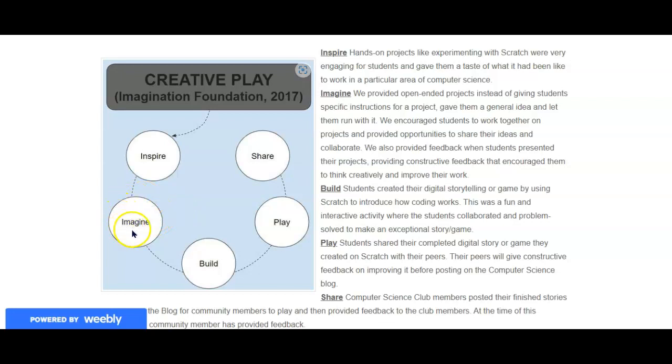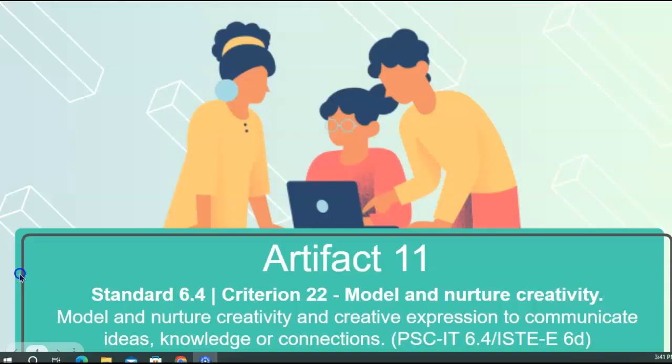We really encouraged students to imagine what they wanted to create and then build upon that. We encouraged students to work together on projects, collaborate, and provide opportunities to share their ideas. We also provided feedback when they presented their projects to the group and made sure that the feedback they were given was constructive, to encourage them to continue to build on it and then be willing to share their final product.